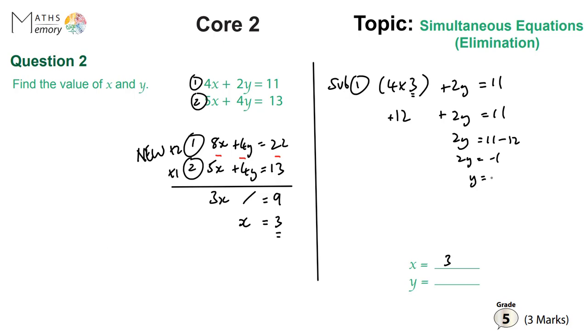You do the opposite, you divide it by 2. Y equals minus 1 over 2 or minus 0.5, whatever you prefer. Let's write minus a half as a fraction. That's the same thing. Okay, so that's how you do advanced style simultaneous equation.